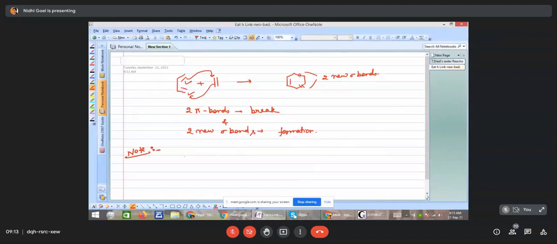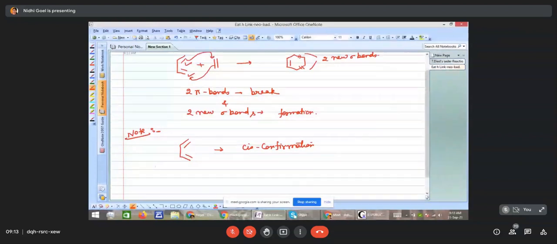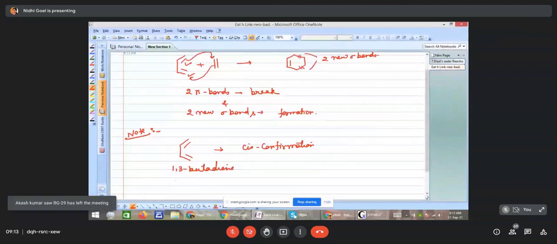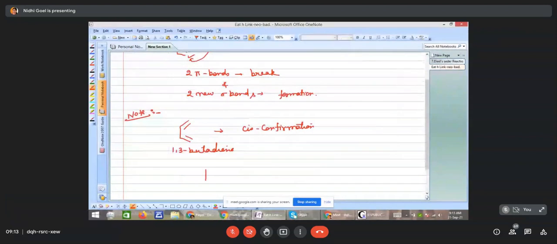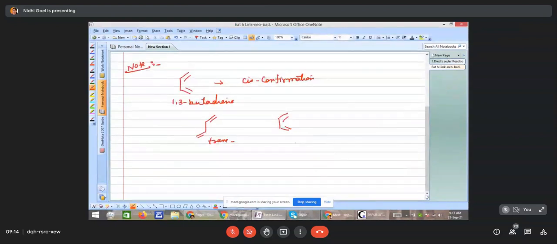When diene reacts, so this is diene, it should be in cis conformation. This is 1,3-butadiene. So it occurs in two forms. This is trans form and this is cis form, and we know that the trans is more stable as compared to the cis conformation. It has 12 kilojoule per mole energy difference. Okay, so trans is more stable.